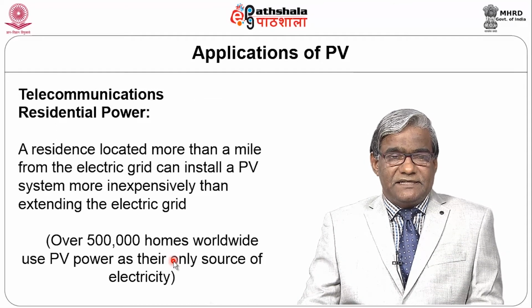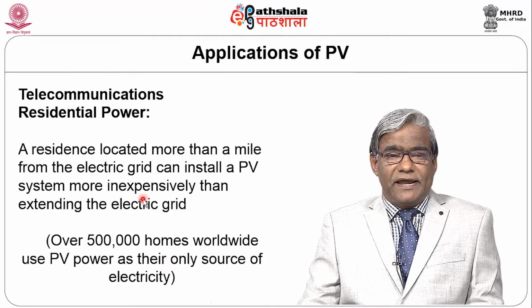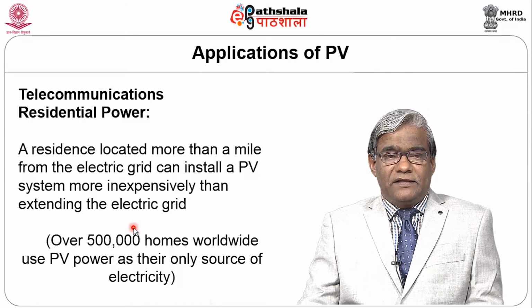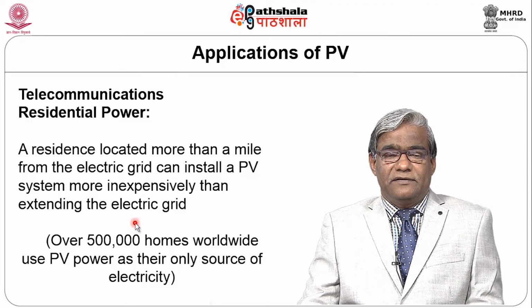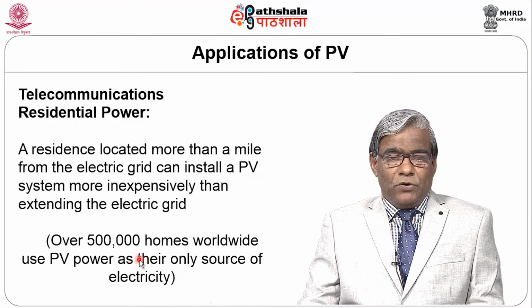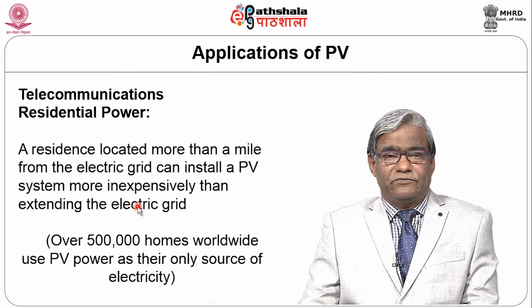And telecommunications: a residence located more than a mile from the electric grid can install a PV system more economically than extending the electric grid. So for remote areas, for hilly stations, instead of bringing the grid all the way, we can have a decentralized solar PV system for various applications. Over 500,000 homes worldwide use PV power as their only source of electricity.